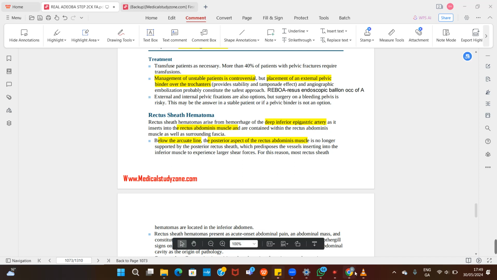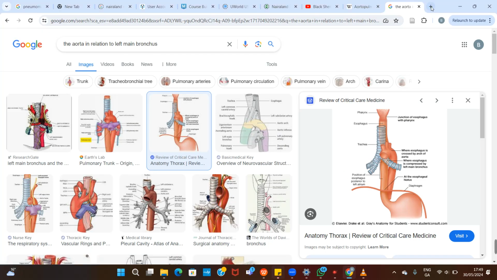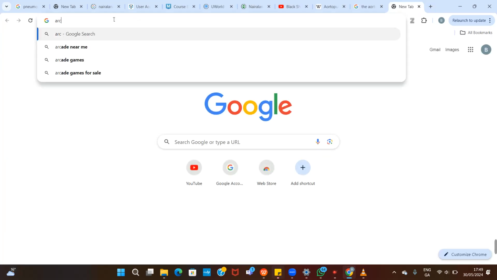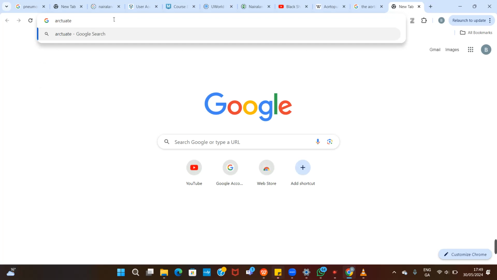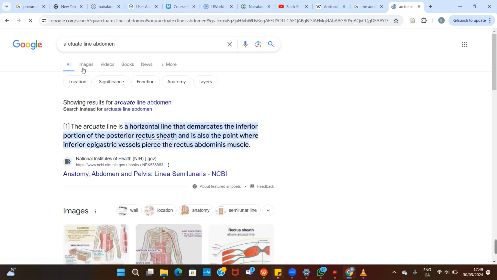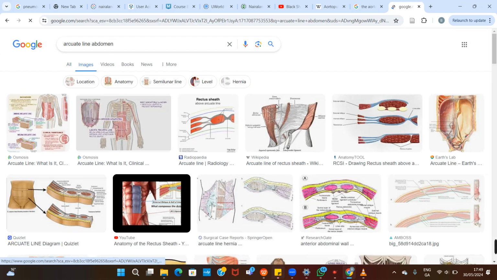So let me show us a picture that shows this. So let's look at the arcuate line of the abdomen, so that we can appreciate this anatomic landmark. Okay.